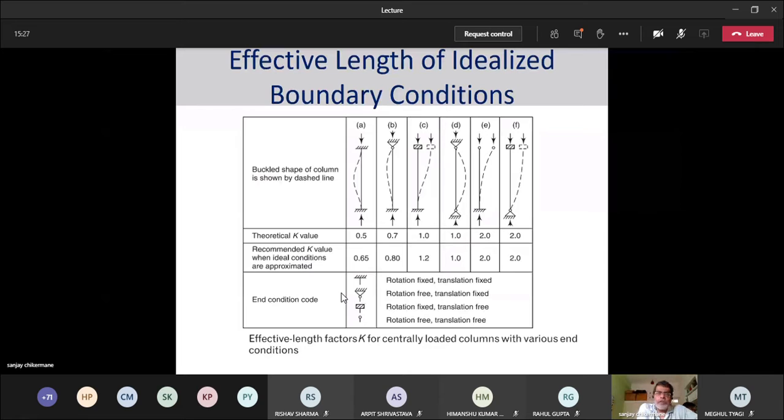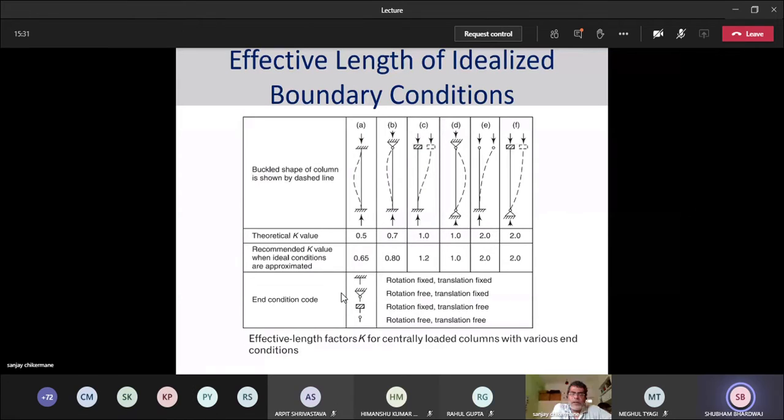Sorry, sir, in the end condition code, there are four types given. First one is fixed, second one is hinge, fourth one is free end. What is the third one? The rotation fixed and translation free.